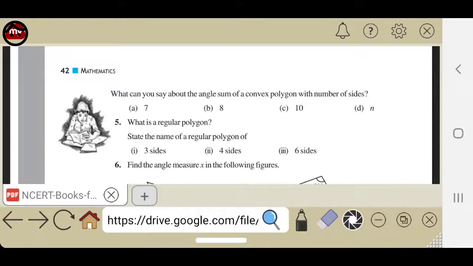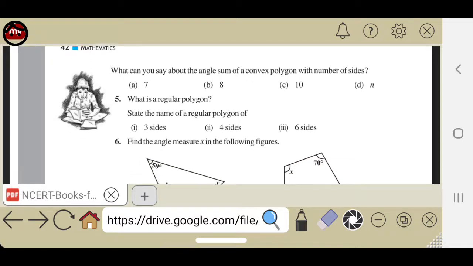Then next question. What is a regular polygon? We know that a regular polygon has all equal sides. State the name of a regular polygon of 3 sides. Yes, an equilateral triangle. 4 sides means a square, and 6 sides, a regular hexagon.